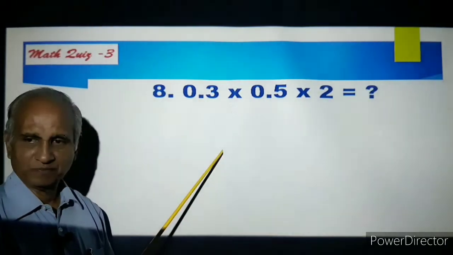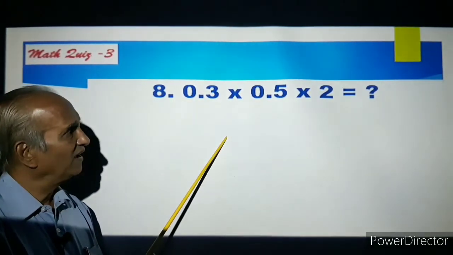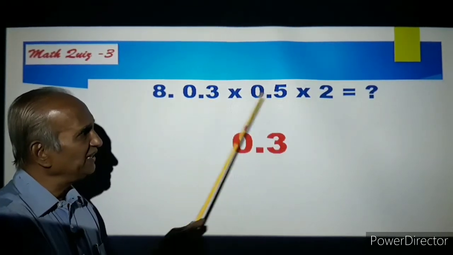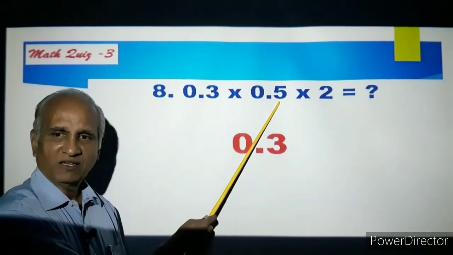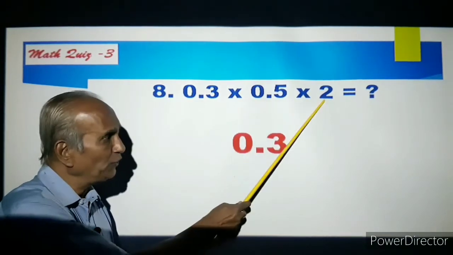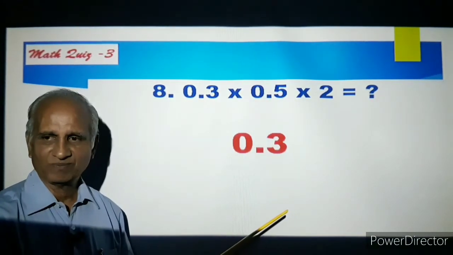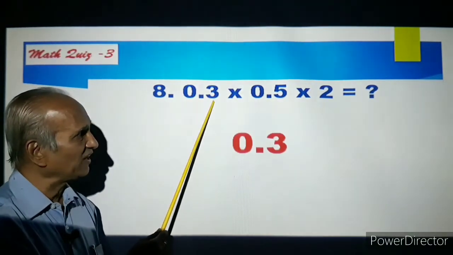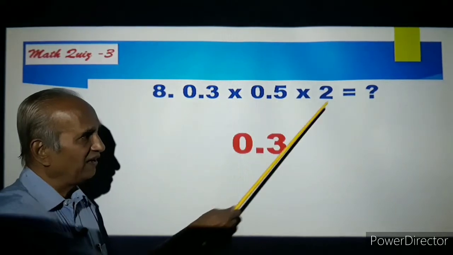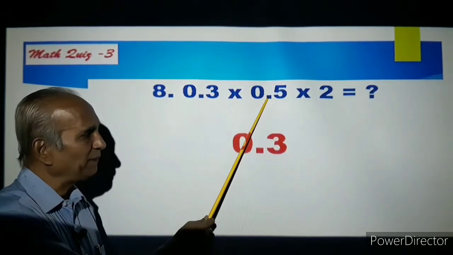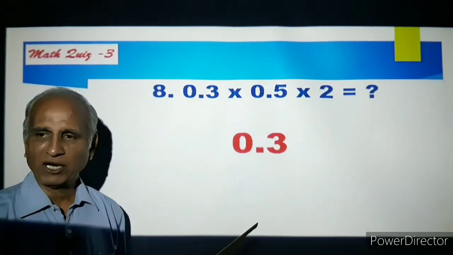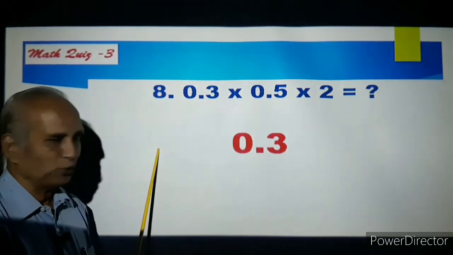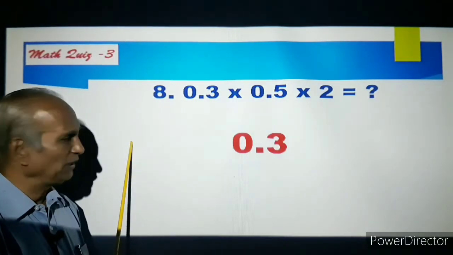The answer is 3 into 5 into 2. 3 into 5 is 15. 15 into 2 is 30. Now you have to apply the decimal point. How many decimal places are there? 1 here, 2 here, none here. So 3 decimal places altogether. We got the product as 30. So in 30, count the decimal places and put the point here.